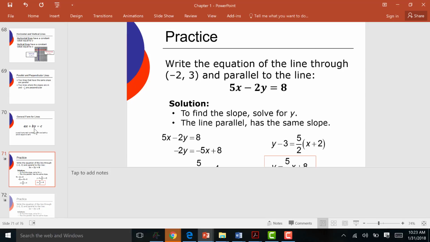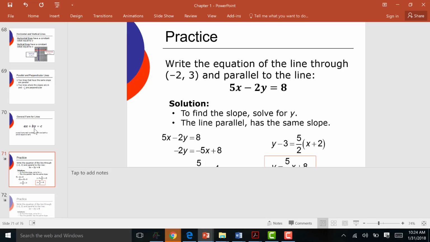Well, I got the point, so I'm just going to label my point x1, y1, right? Okay. What else do I need to use this formula? I need the slope. I don't have the slope right now. Can I figure it out?